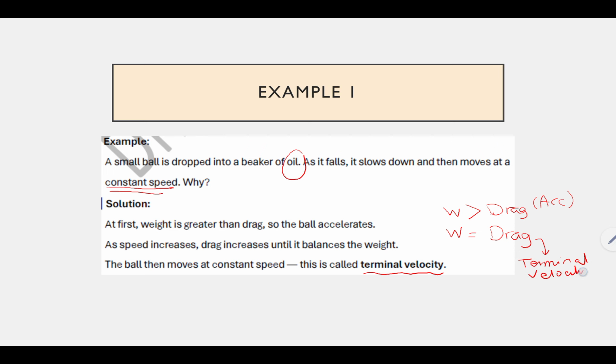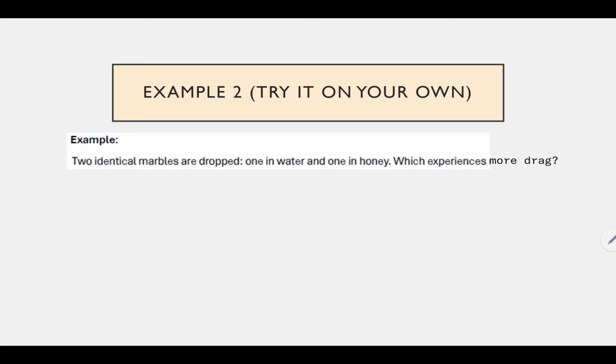Okay, this is a 2-marker and sometimes a 3-marker question. So step number 1, the weight was more than the drag, whether it's air resistance or water resistance. I'm talking about generally. Second step, as the speed increases, the weight becomes equal to the drag, which results in constant speed, which is terminal velocity.